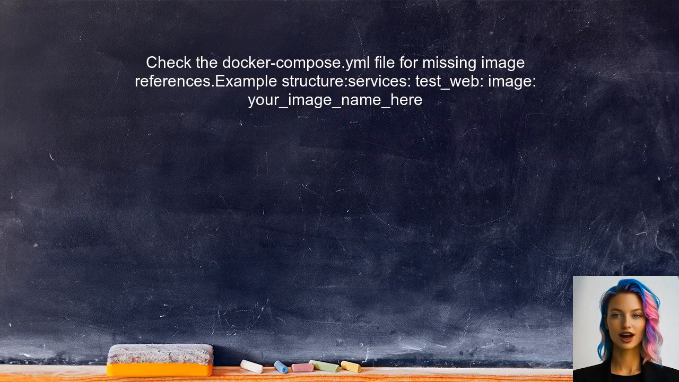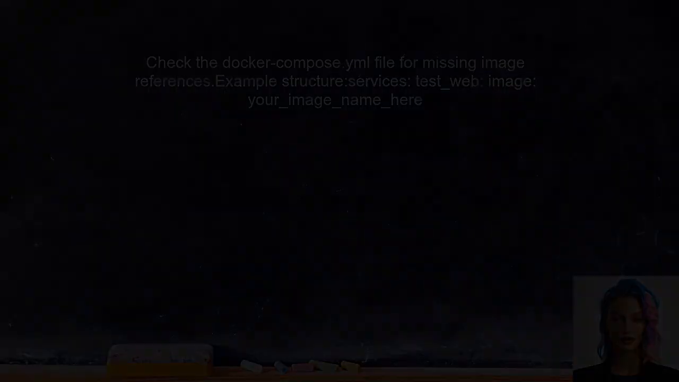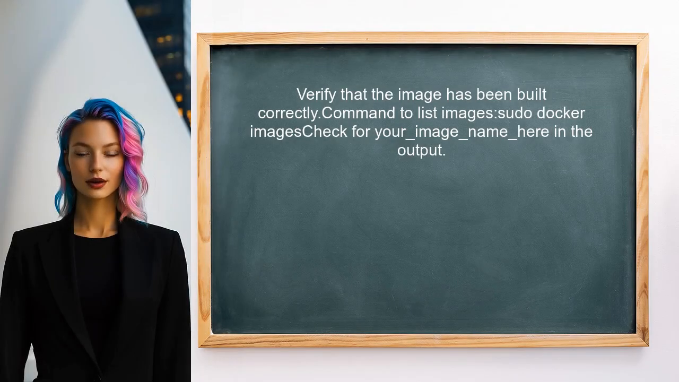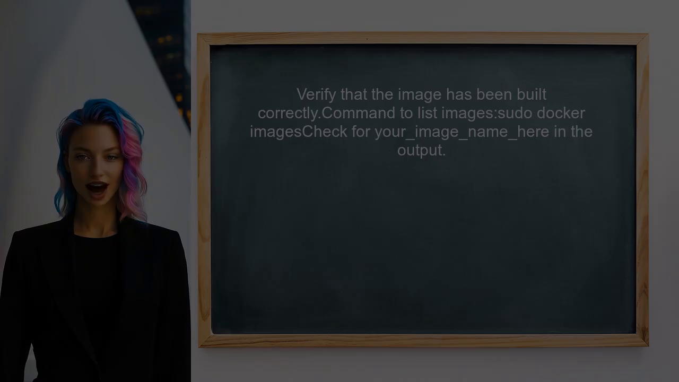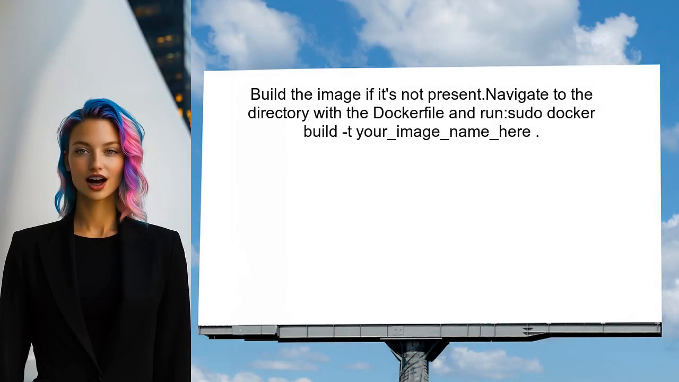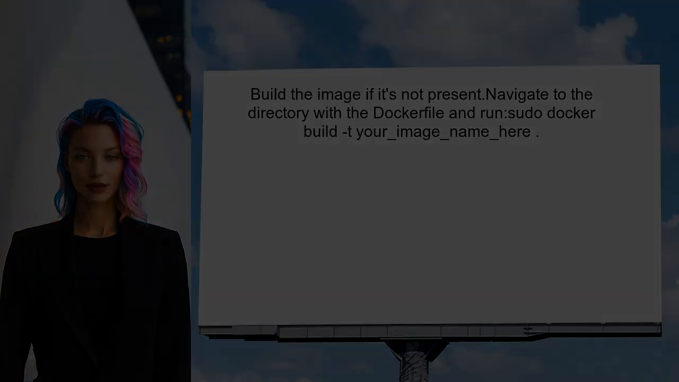To address the error message, the user should first check the docker-compose.yml file to ensure that each service has a specified image. The error indicates that an image reference is missing. Next, the user should verify that the image has been built correctly. They can do this by running the command to list all available images and confirming that their intended image appears in the list.